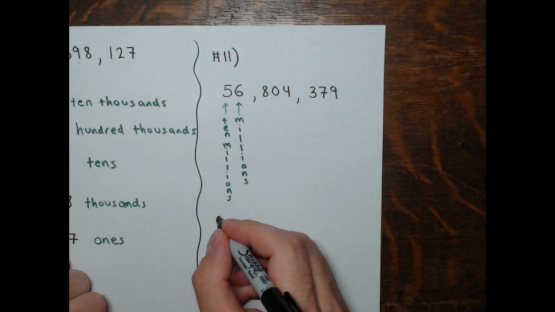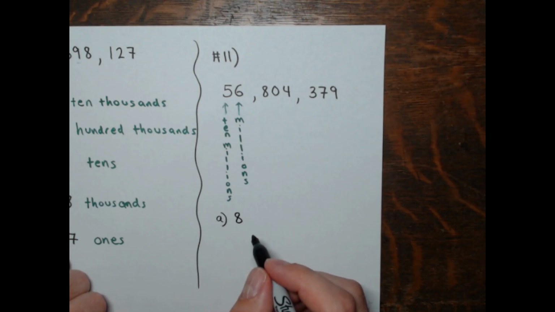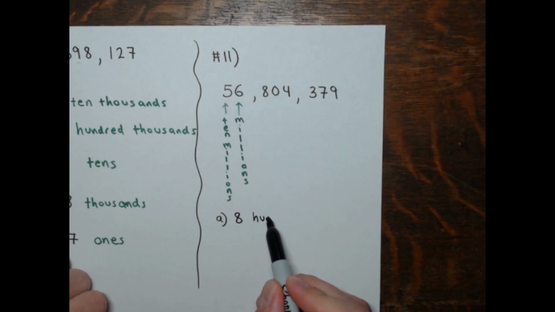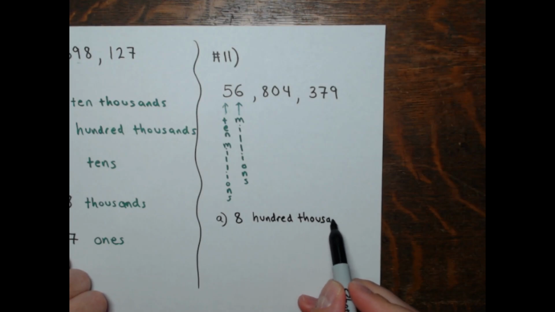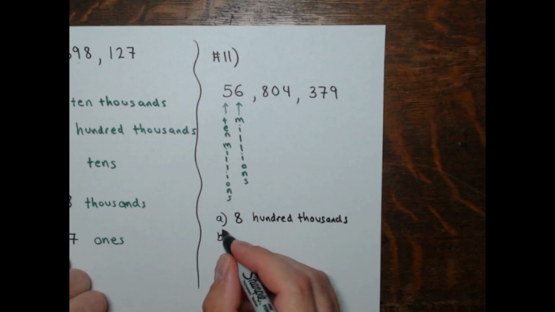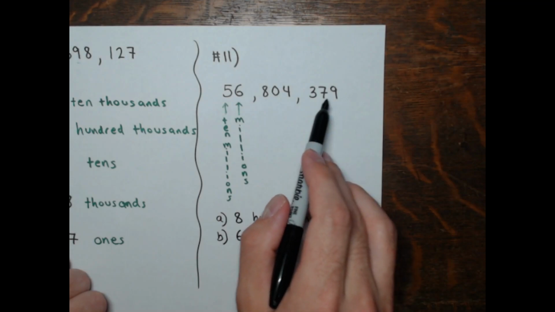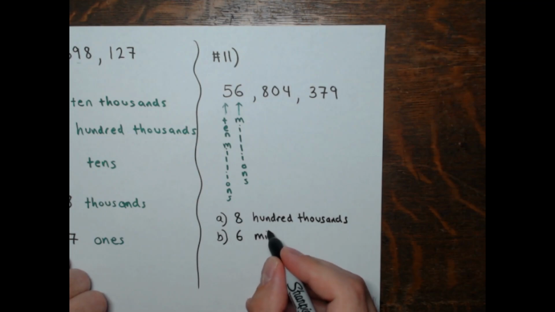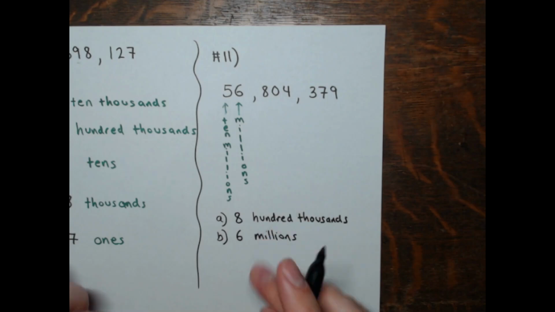Okay, so part A, the digit 8 is in the 100,000s place. So that would have a value of 800,000 in this number. Part B, the digit 6 is here. We've already written this out, is in the millions place. So that would have a value of 6 million in this number.